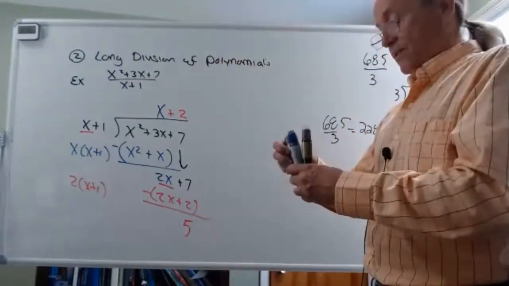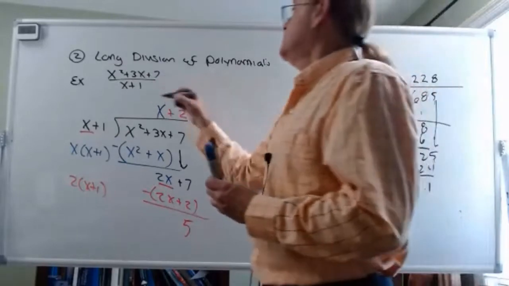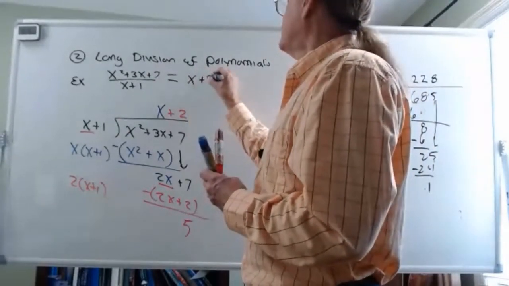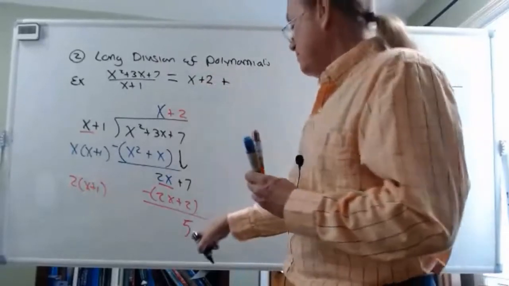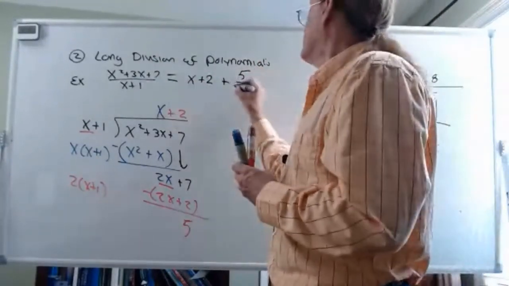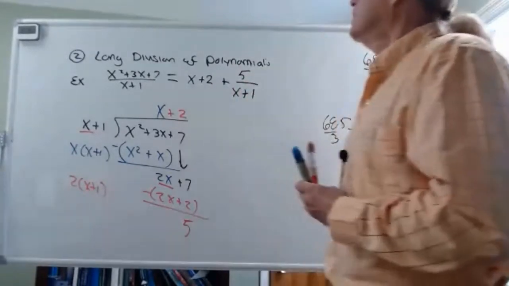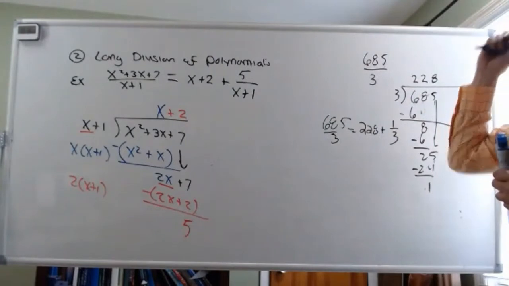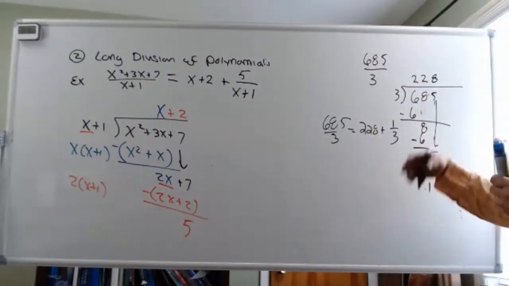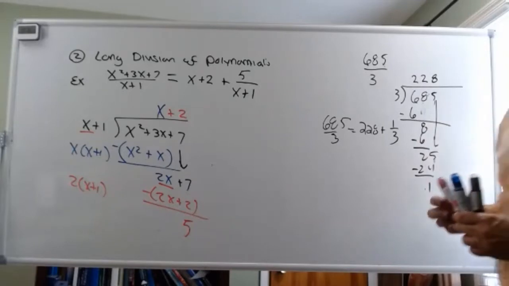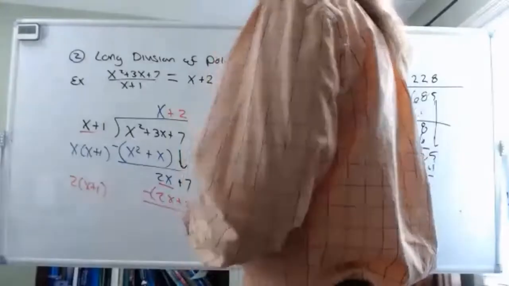So what is my answer? Well, this expression here is equal to x plus 2 plus my remainder, which is 5, over my divisor. And that's long division. Now, there are some twists along the way when you might have fractions or when you're missing a term. I'm going to do those tomorrow, because this section we actually do over 2 days, so we'll do that more in line with tomorrow.